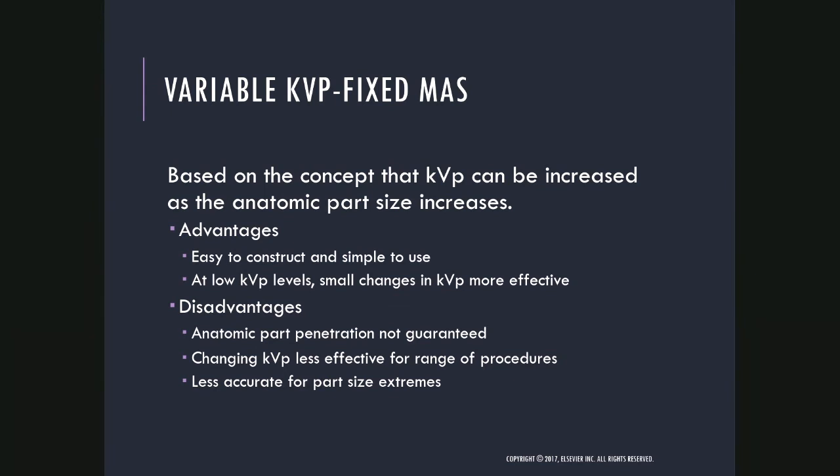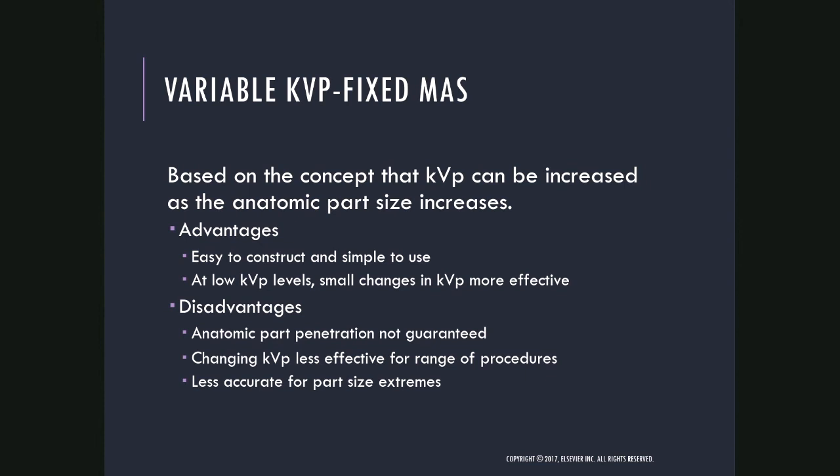It says here, advantages: easy construction, simple to use. That's crap. I don't believe that for a hot minute. At low KVP levels, smaller changes are more effective. That's true. Remember, you have to change by about 15% to double your technique. So if you're working with 20 KVP, if you change to 23 KVP, you've changed 15%.